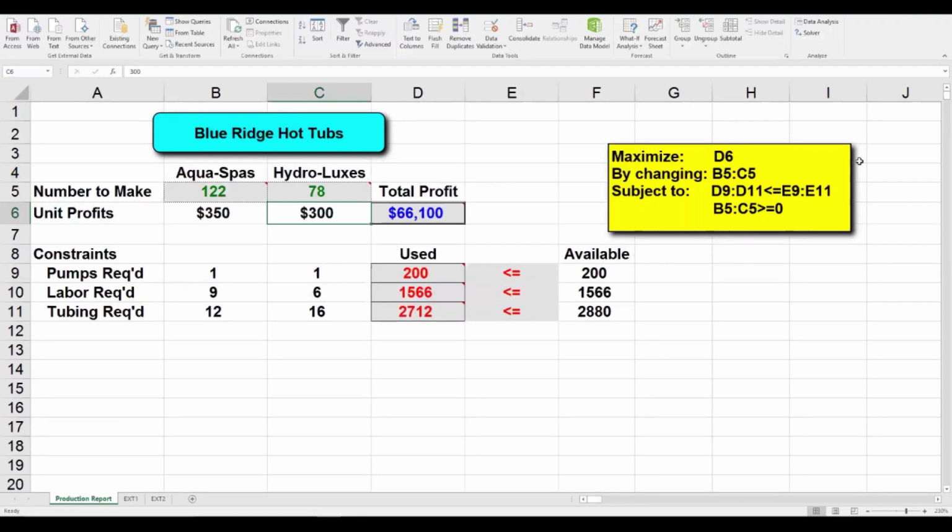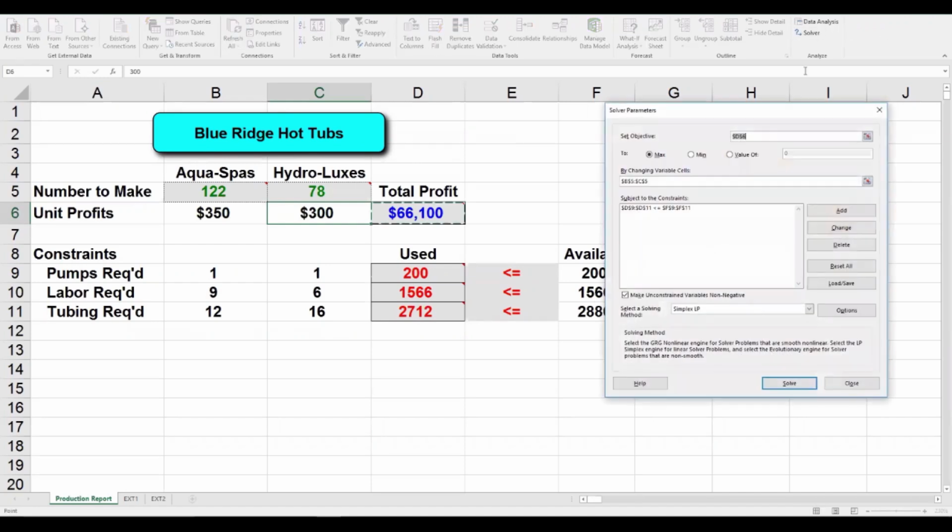In this case, we have the marginal profit of two products, Aqua-Spa and Hydro-Lux, as 350 and 300 respectively. We have three constraints: pumps, labor, and tubing. We also have the right-hand side values of 200, 1,566, and 2,880. Now let's run the Excel Solver to obtain the sensitivity report. We already input all the data in the Solver and we solve.